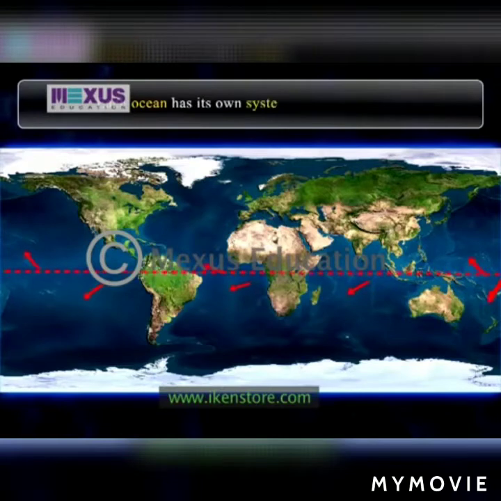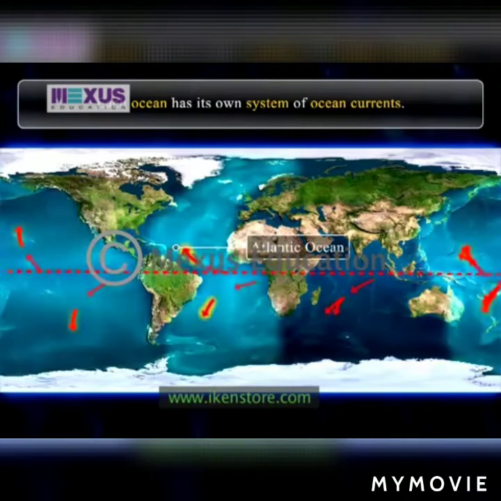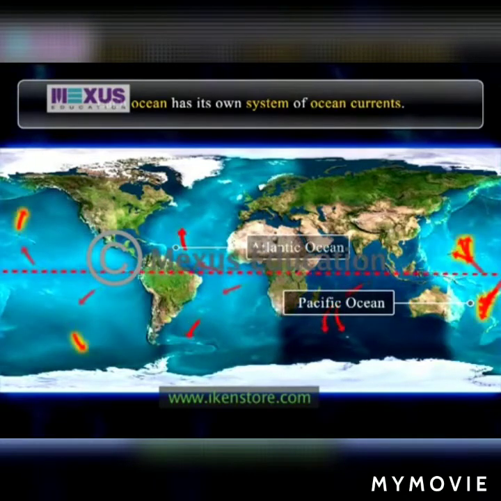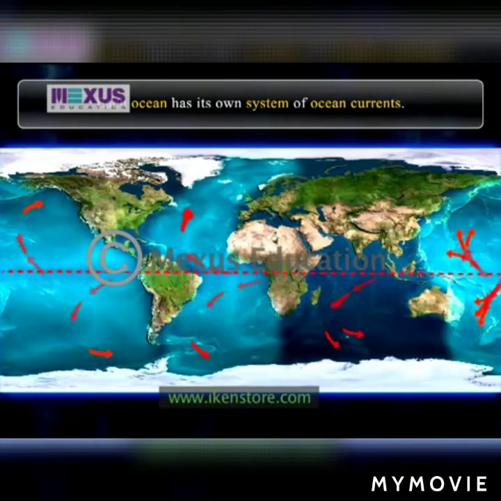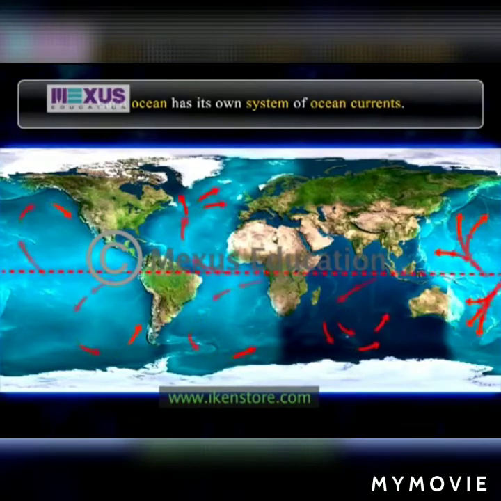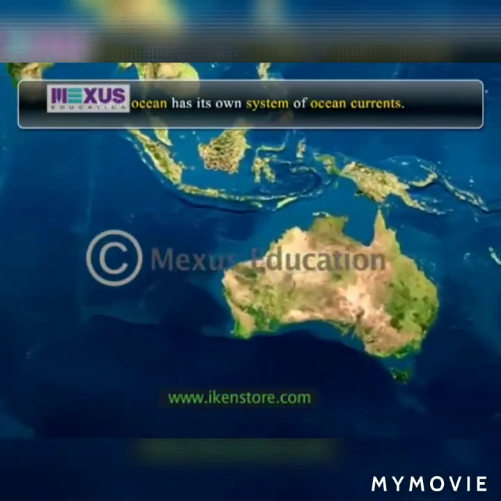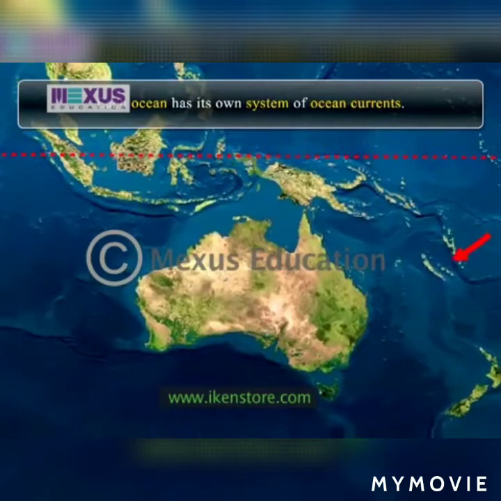The Atlantic Ocean has its own system of ocean currents. The Atlantic and Pacific Oceans show a common pattern. Ocean currents originate in the equatorial regions as the warm equatorial currents and flow westward. When they encounter continents, they divide into two branches. One is deflected northwards and the other southwards. These warm currents move along the east coast in the low and middle latitudes.